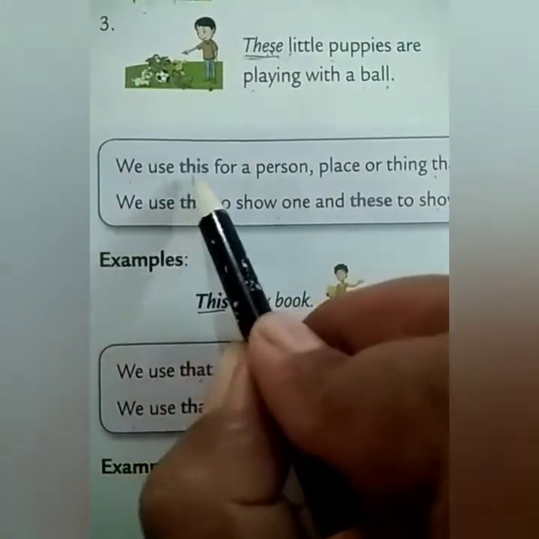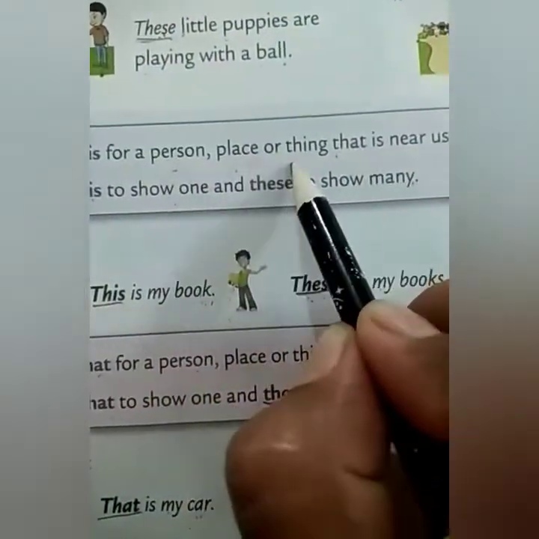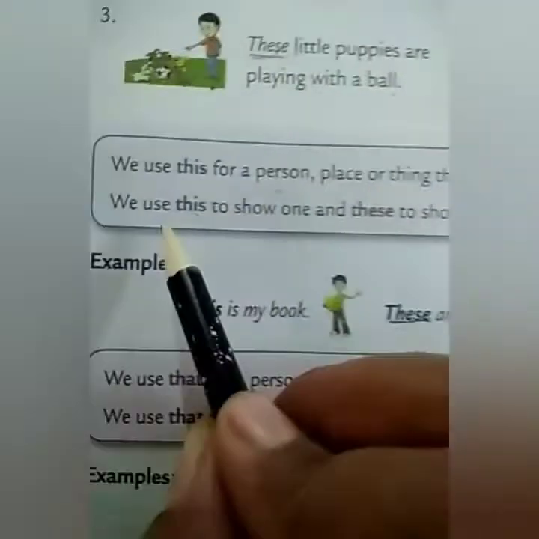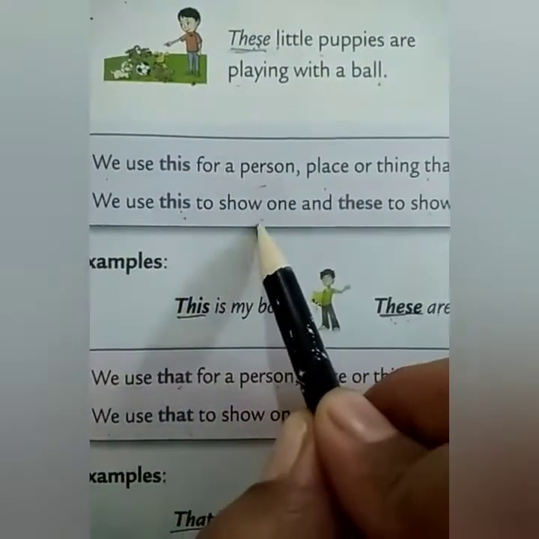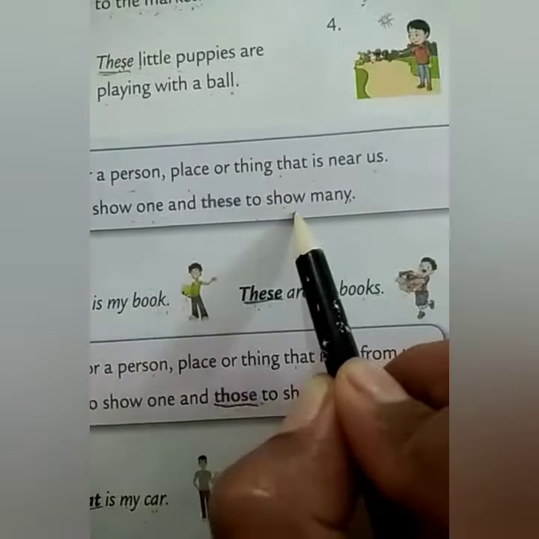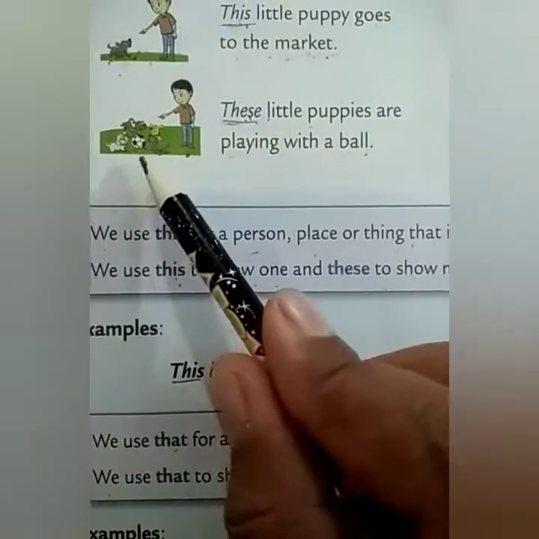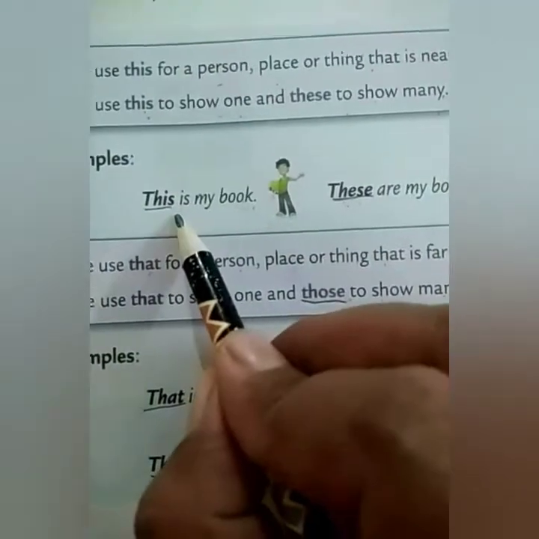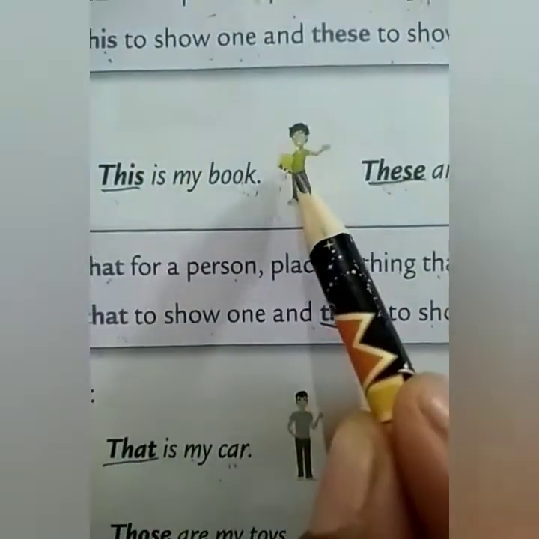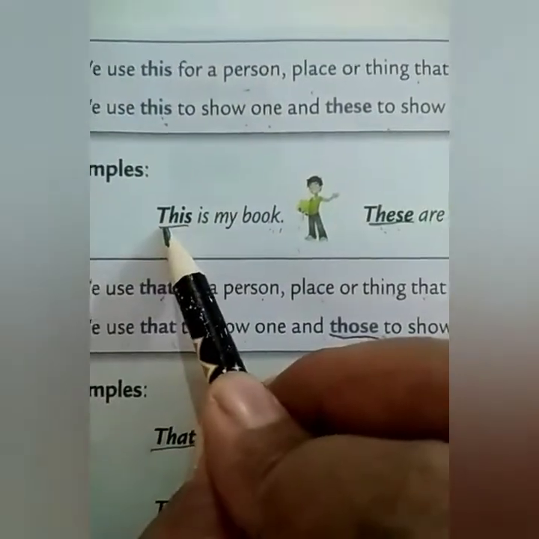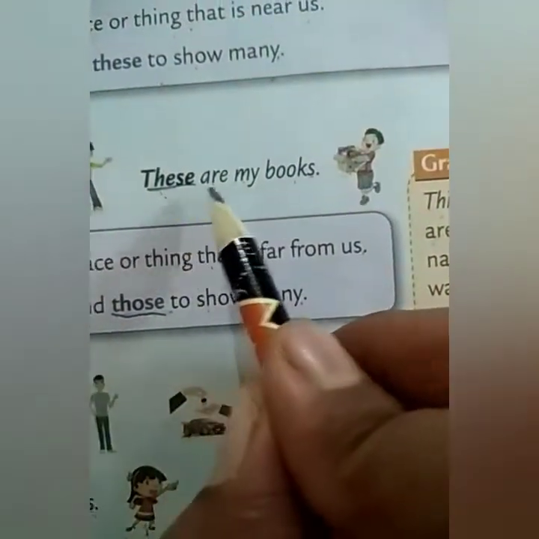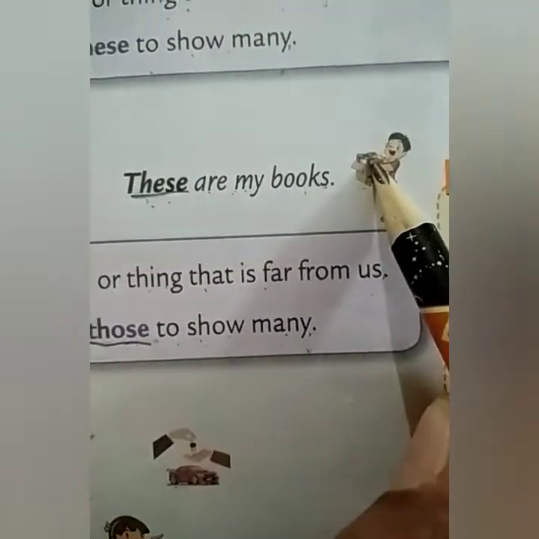Next line. We use this for a person, place or thing that is near us. And we use this to show one and these to show many. Here, this for one puppy and these for more than one puppy. Okay. Now, examples. This is my book. The boy is having one book in his hand. So he is saying, this is my book. These are my books. You can see the boy is holding a box in which there are many books. So he's saying, these are my books.